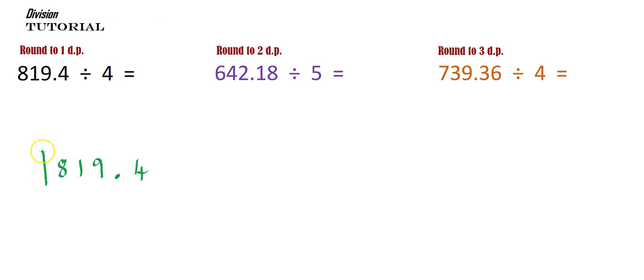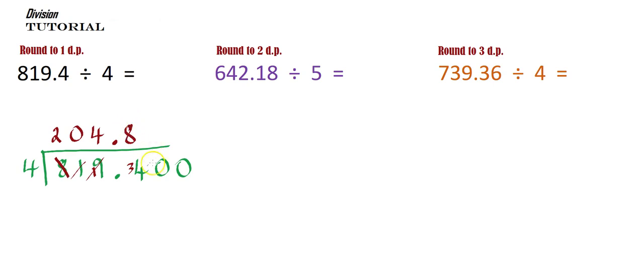819.4, and it needs to be divided by 4. Okay, I'm also going to add on a couple of extra zeros just in case I need them. Okay, let's start. So 4 into 8, that goes twice. There's none left over. 4 into 1, that's 0, and we'll carry the 1 over here. 4 into 19, well, that's 4, and that gives us 3 left over. I'm up to the decimal point now, so put the decimal point into the answer. 4 into 34, well, that's 8, with 2 left over, and 4 into 20 goes 5. Now, it stops there because there's none left.